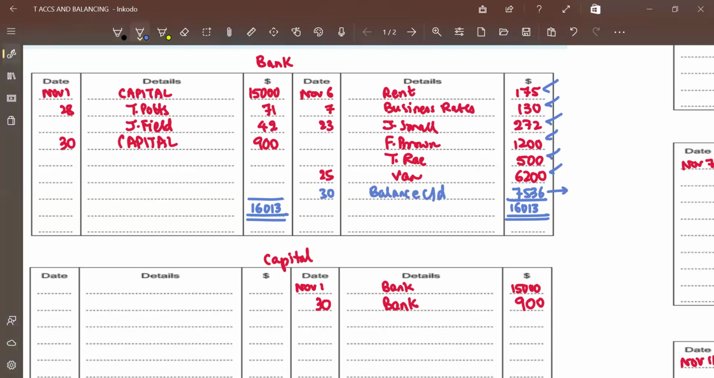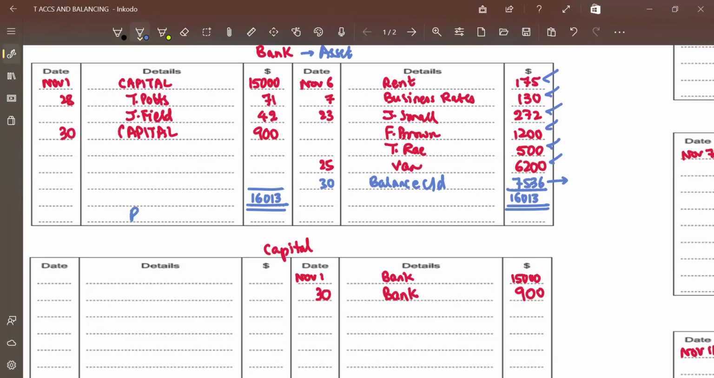Now you have to classify if bank is an asset, liability, or capital. If it is an asset, a liability, or capital, their balances are to be carried down to the next month. That's balance brought down. The next month you have is the 1st of December. The balance brought down is 7536. This means you have $7536 in your bank account.